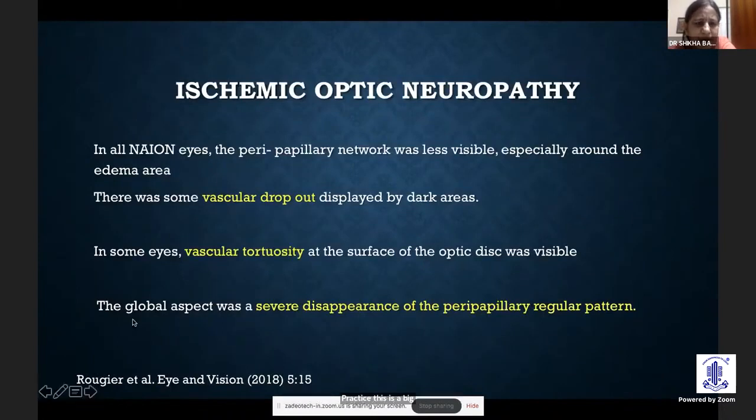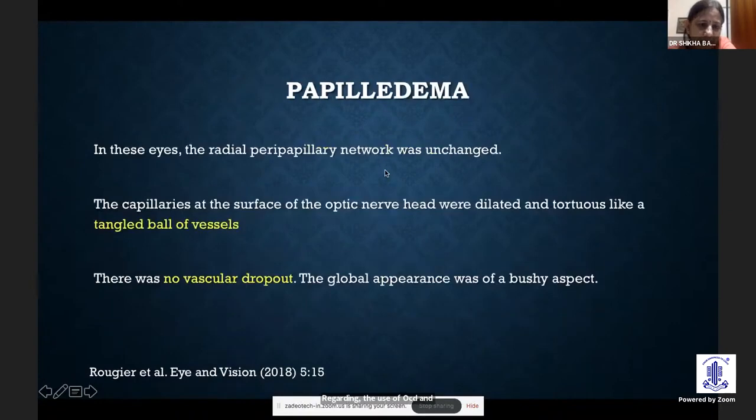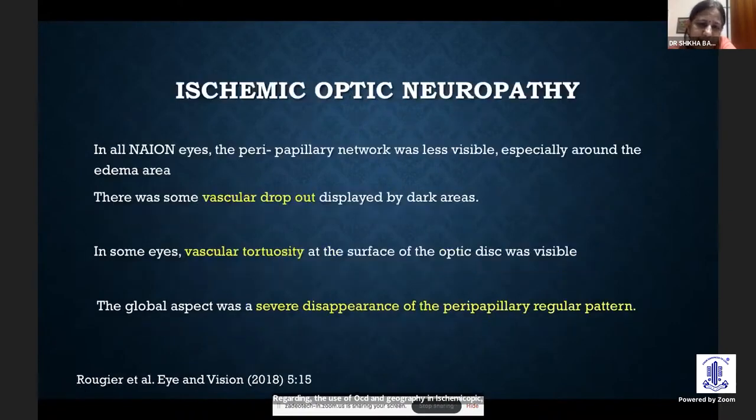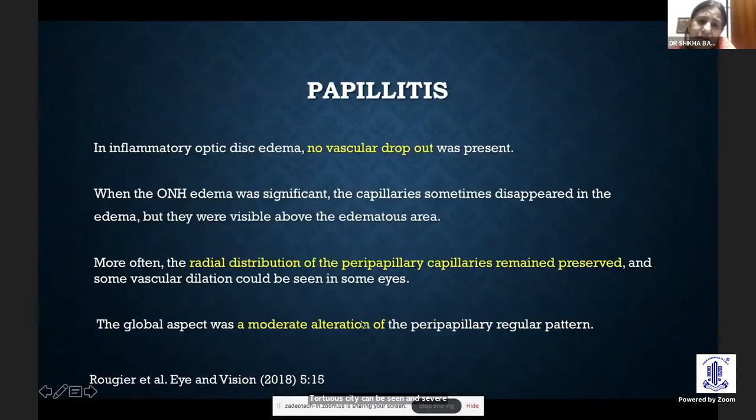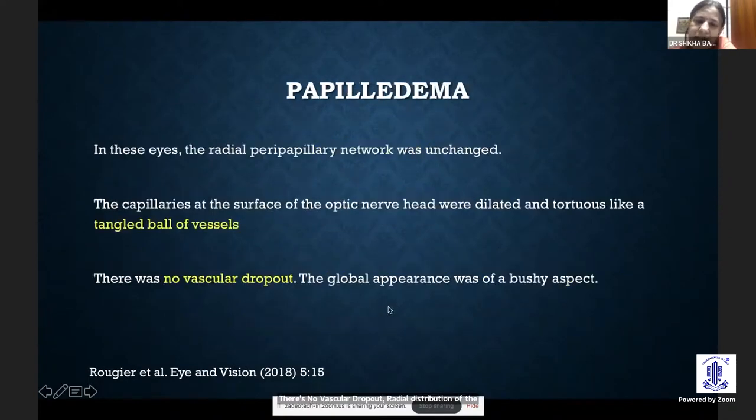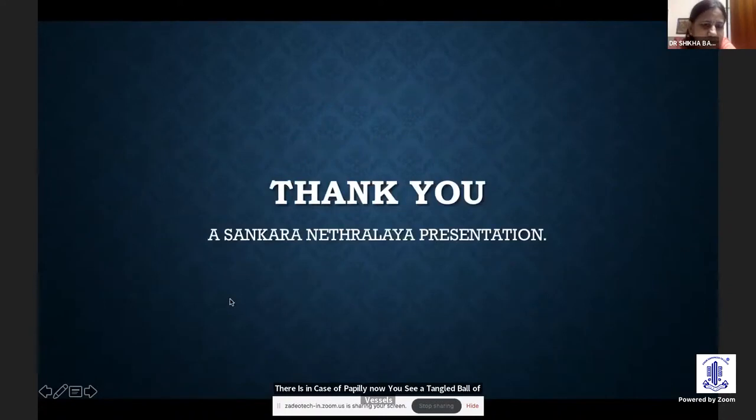Just want to sum it up with this very beautiful paper regarding the use of OCT angiography in ischemic optic neuropathy, papillitis, and papilledema. The paper says that in ischemic optic neuropathy, there is an area of vascular dropout which can be seen, vascular tortuosity can be seen, and severe disappearance of the peripapillary regular pattern is seen. In case of papillitis, there's no vascular dropout, radial distribution of the peripapillary capillaries remains preserved, and there's moderate alteration of the peripapillary regular pattern. Whereas in case of papilledema, you see a tangled ball of vessels and there's no vascular dropout. So with that, I'll conclude.